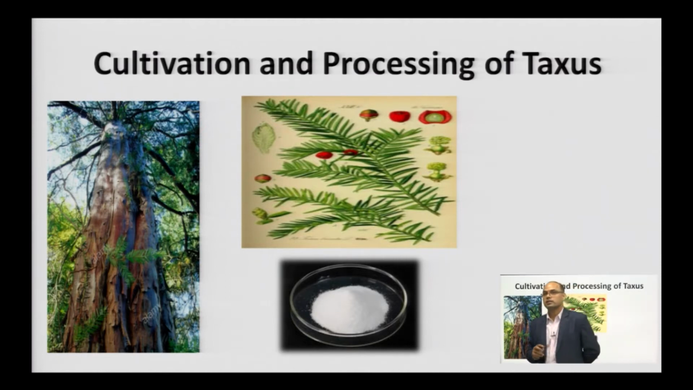Cultivation and processing of Taxus: the bark of this tree is removed to get the raw material for isolation of Taxol. These are the spiny leaves of the plant, and these are the fine flowers which mature into small pine-like fruits, and this is the final isolated fine crystals of paclitaxel. Taxol is the name for the powder.